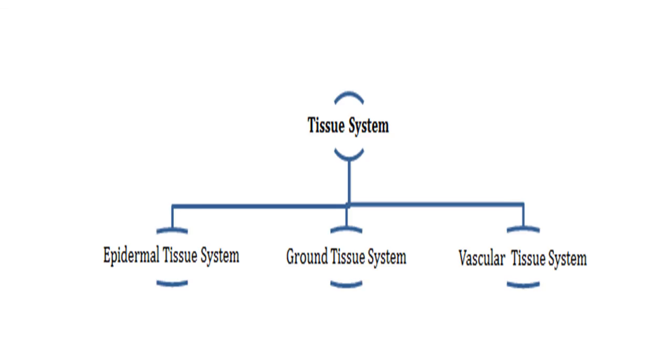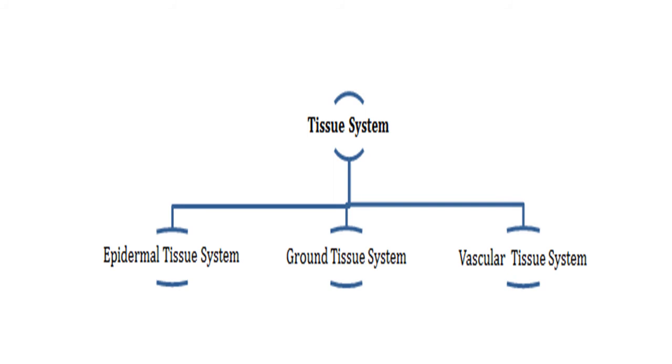Now, the tissue system in plants. The different kinds of tissue organize and form various organs in plants as well as organ systems. Their function and location are different, and this way they organize into tissue systems in plants. In the structure of a typical plant, three types of tissue system are observed: the epidermal tissue system, the ground tissue system and the vascular tissue system.